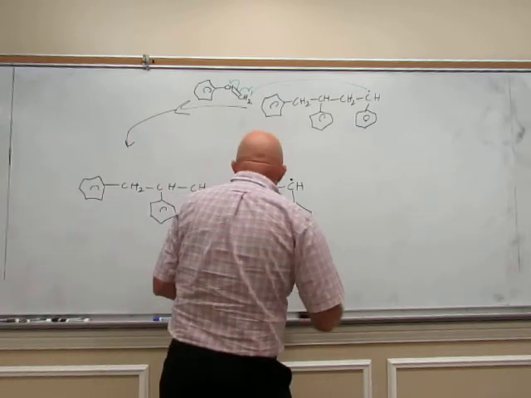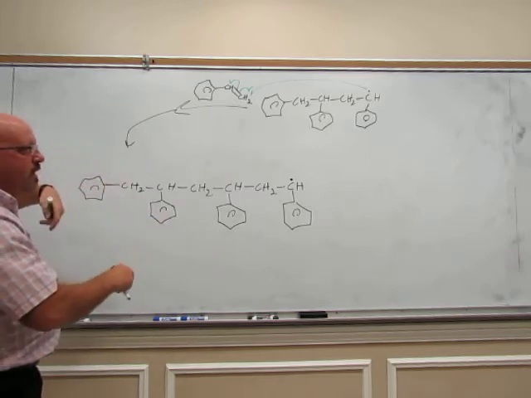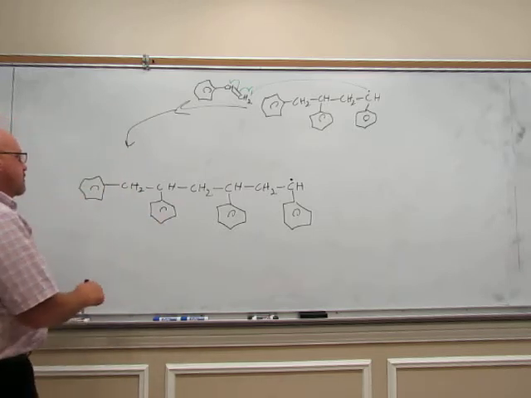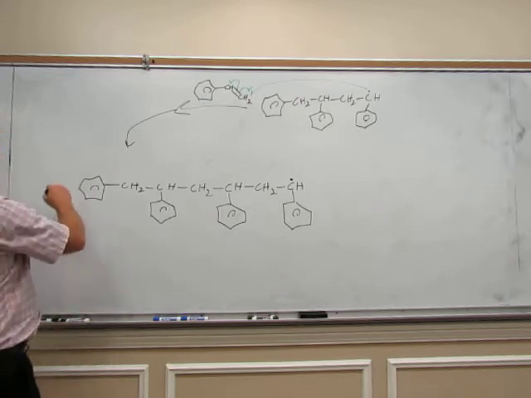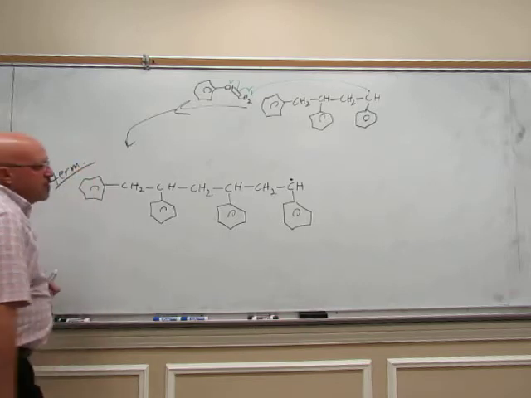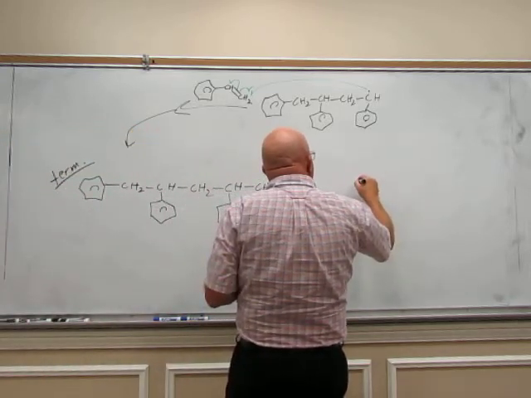The termination step. So our initiation was the benzoyl peroxide giving us a radical to get it started. That's the initiation. This was our propagation. And then at some point, we'll have a termination step. Termination is where two radicals find each other.